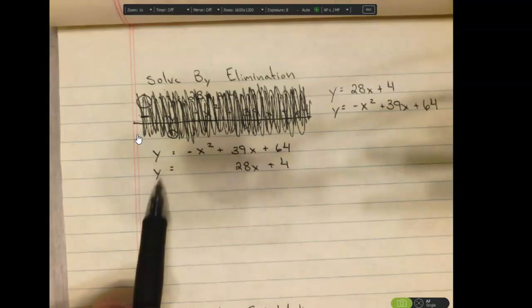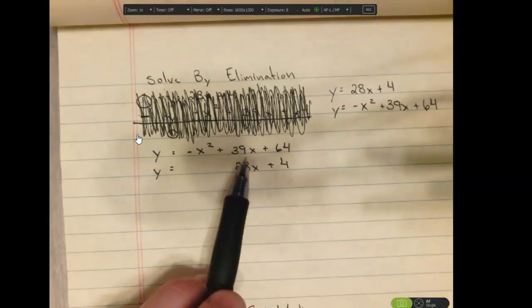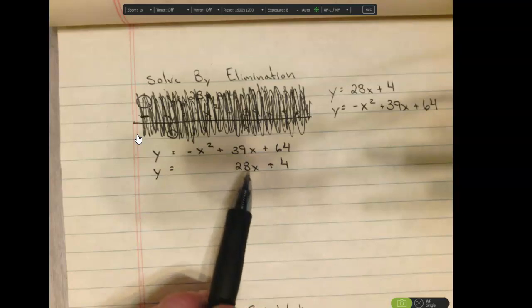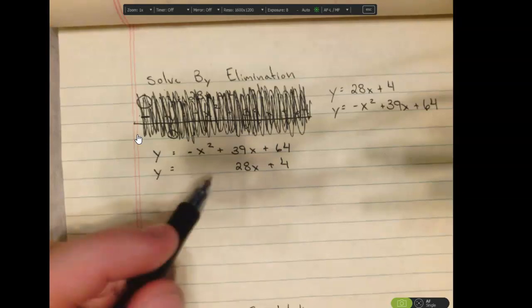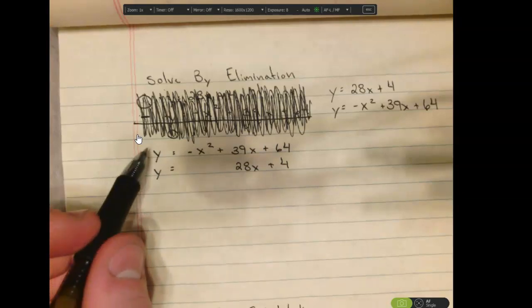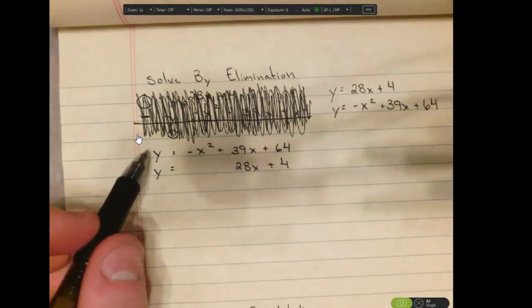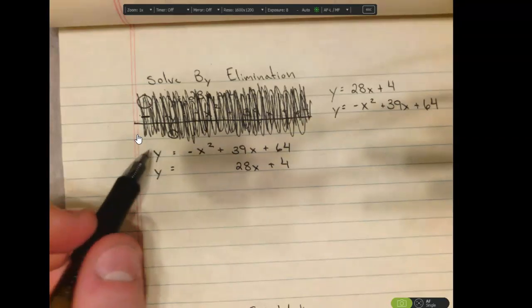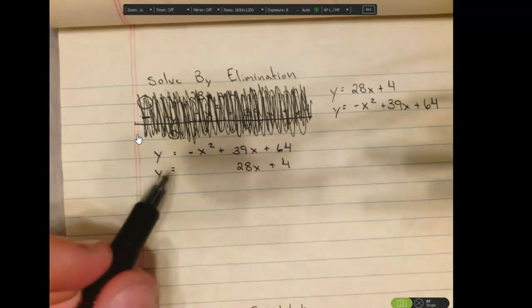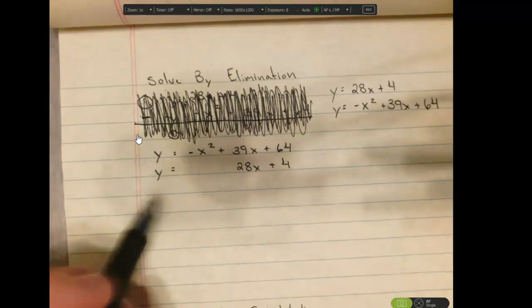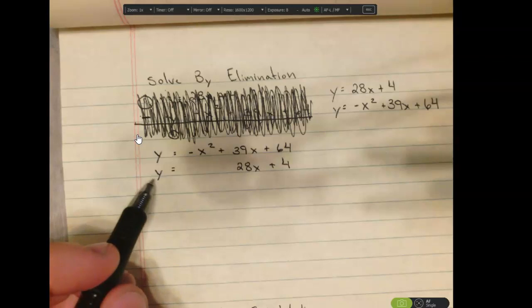Now, with that being said, in order to eliminate them, I need their coefficient to be the same. So 39 and 28. Those two are not the same, so I can't eliminate an x. My coefficient with my y's, those are the same. They have nothing in front of them. That's almost like a 1. And so those both have the exact same coefficient. So I can eliminate my y.